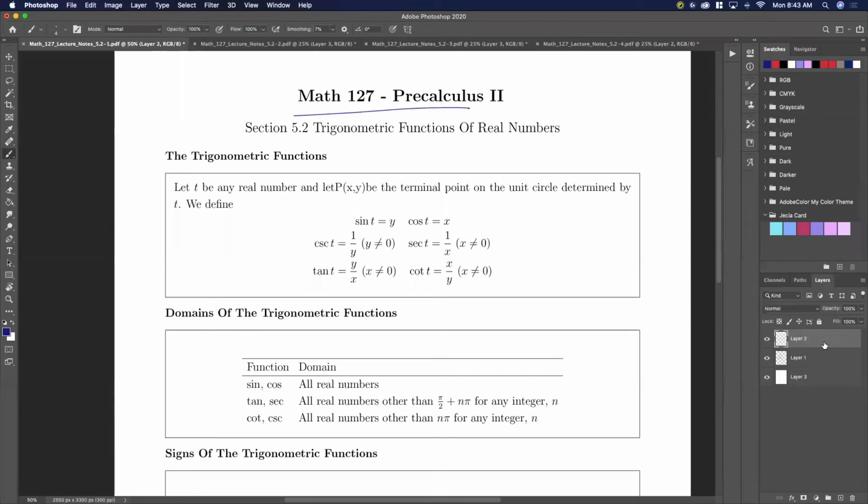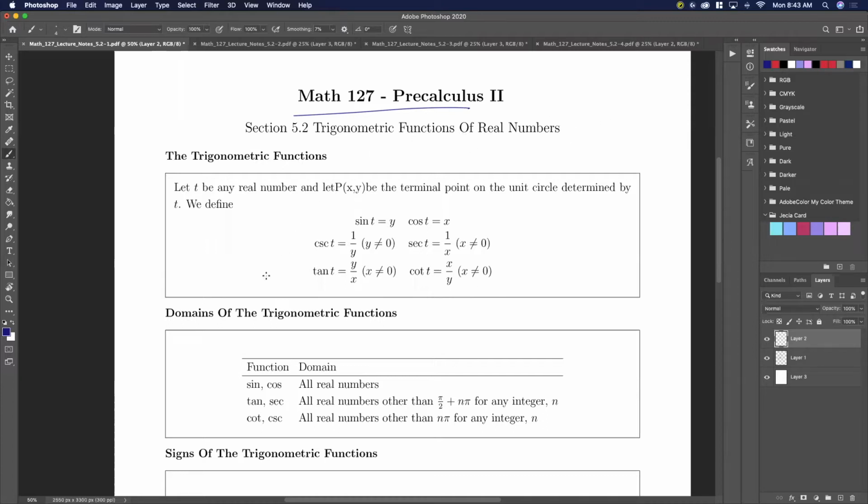Oops, wrong layer. Okay, so we're going to be doing Math 127. We're going to be doing trigs. Trig functions of real numbers. We won't get into anything else in this class, so it'll always be real numbers.